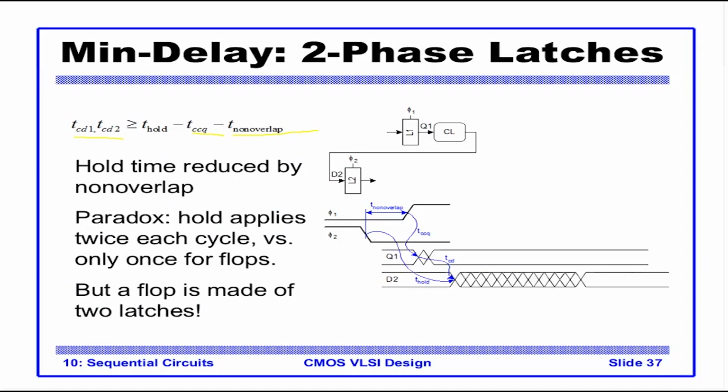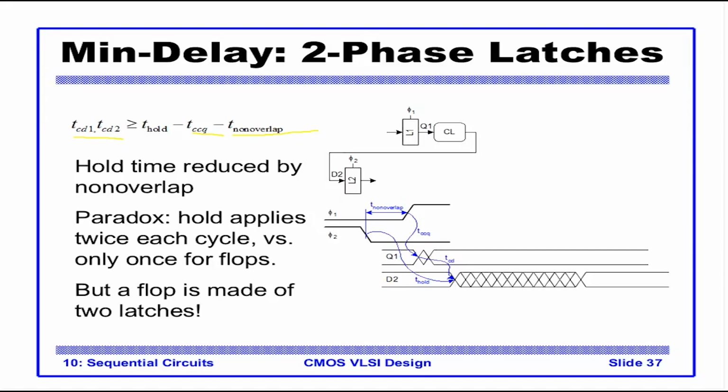The paradox here is that the hold time is reduced by the non overlap. The hold time applies twice each cycle, but only once for flops. But again, inside this flop is made up of two latches. You can verify this. No need to go deep into this paradox.